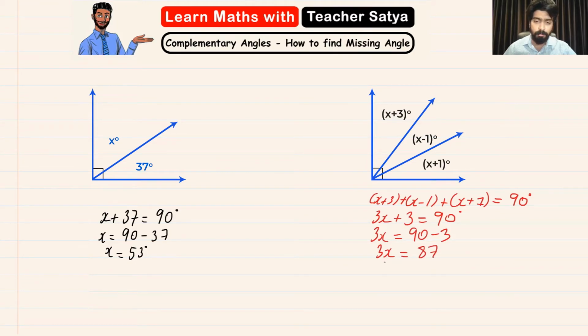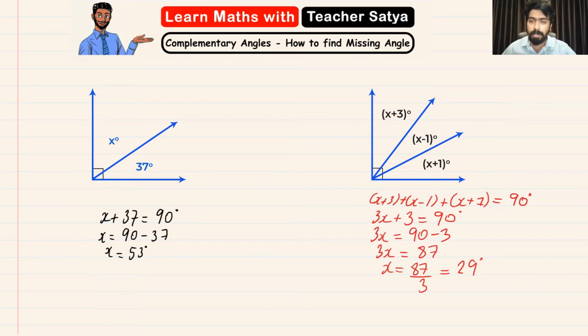Now we are going to find the value of x and not 3x. So x is equal to 87 over 3, and 87 over 3 should give us 29 if my calculations are correct. Now let's take this value of x and substitute it in the angles.